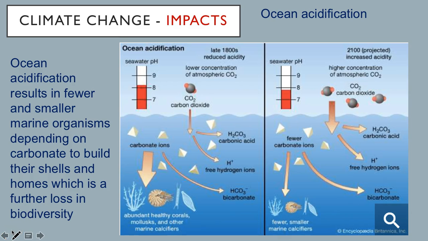An increase in carbon dioxide in the atmosphere causes an increase in the uptake of carbon dioxide by the ocean. The increase of carbon dioxide in the ocean causes the ocean to become more acidic because the carbon dioxide reacts with water to form carbonic acid. This acidification makes it more difficult for mollusks and crustaceans to form their shells and for coral to make their homes. Ocean acidification results in fewer and smaller marine organisms that depend on carbonate to build their shells and homes, which is a further loss in biodiversity.